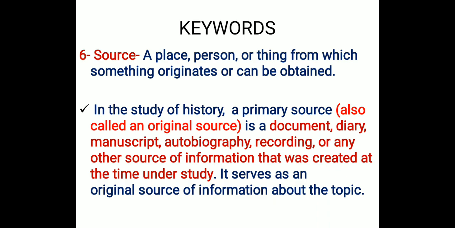So when we are studying history and we find any information about the past, we take a primary source, also called an original source. This source can be a document, a diary of the past, manuscripts, the autobiography of any person, recordings, or any other source of information that was created at the time under study. It serves as an original source of information about the topic.